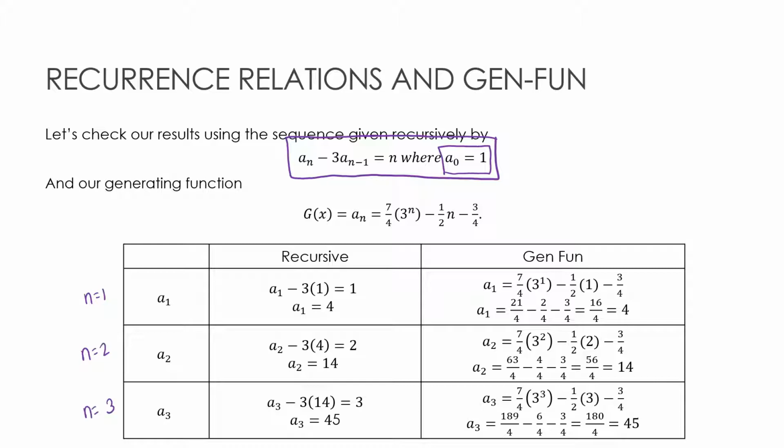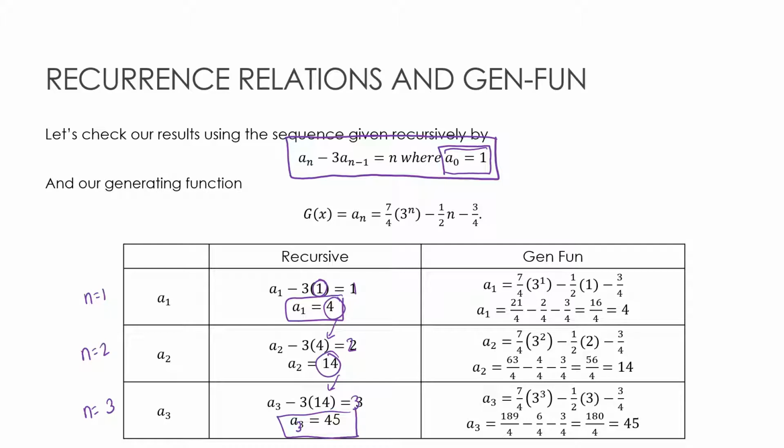I'm looking at a sub 1 equals 3 times a sub 0 plus n, so notice I've replaced a sub 0 with 1, and n is 1. Then I did the math and found out that a sub 1 is 4. To find a sub 2, it is 3 times a sub 1 plus n, so notice I've replaced it with 4, and n is 2. That gives me 14, and now I'm using 14 and n is 3 and finding that a sub 3 is 45.